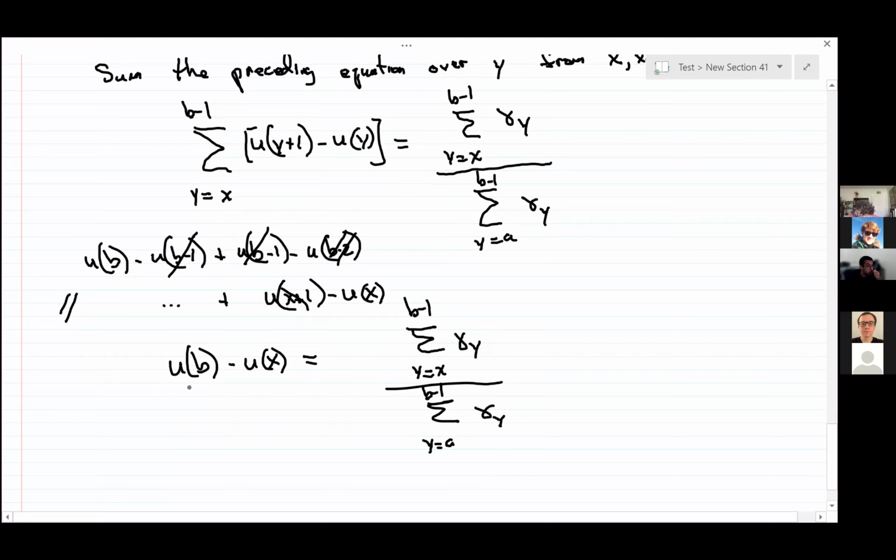But remember that u of b was 0. If you started at state B, there's no way that you would have the first time to get to A be less than the time it takes to get to B, because you're starting at B. So by our initial conditions, this is 0.